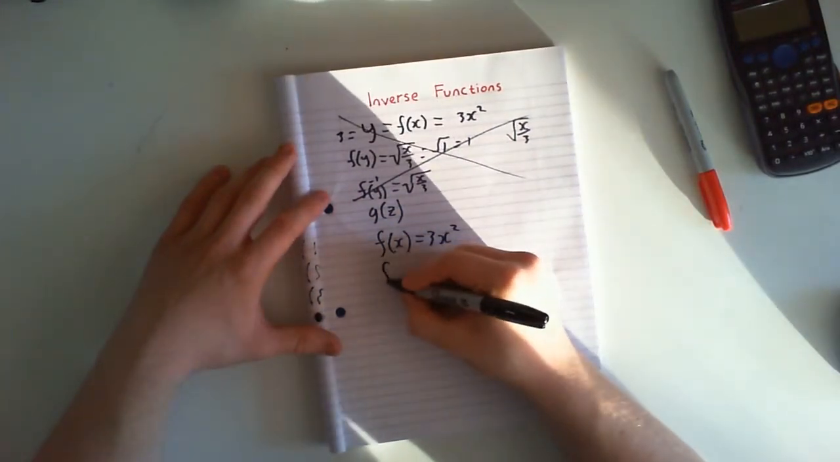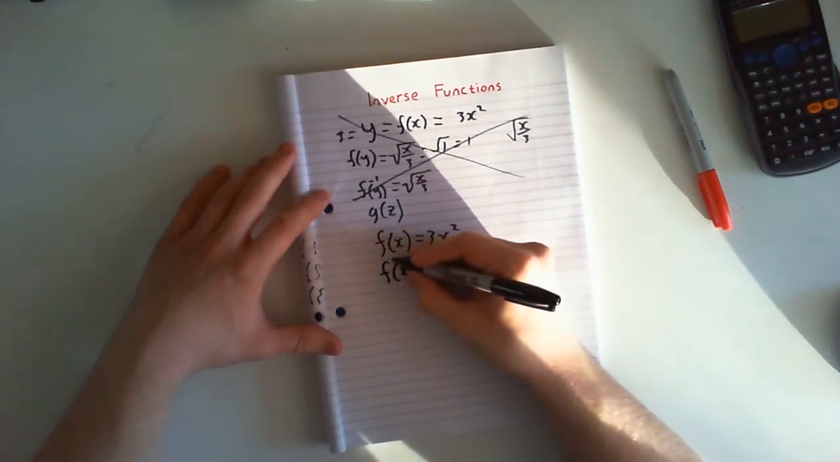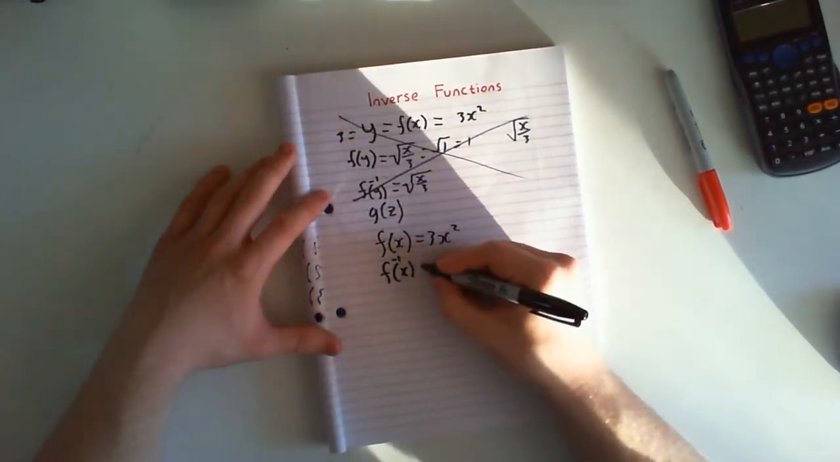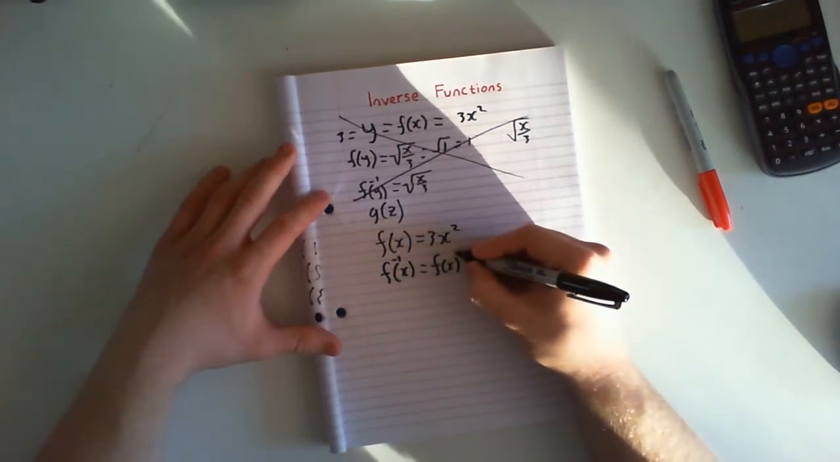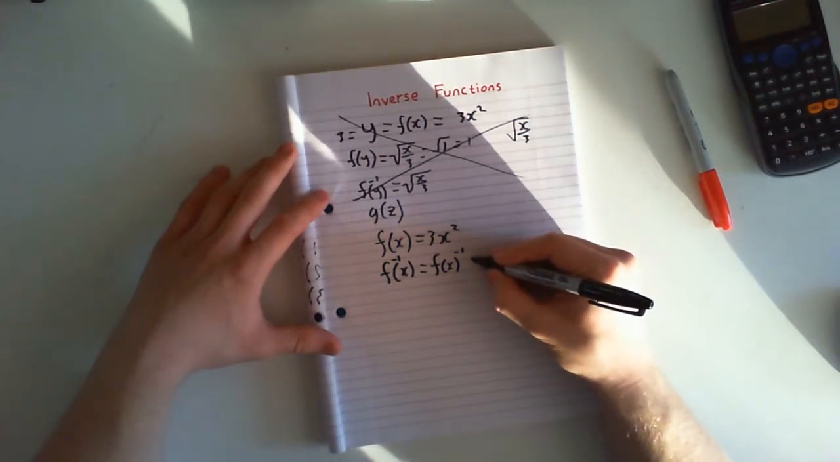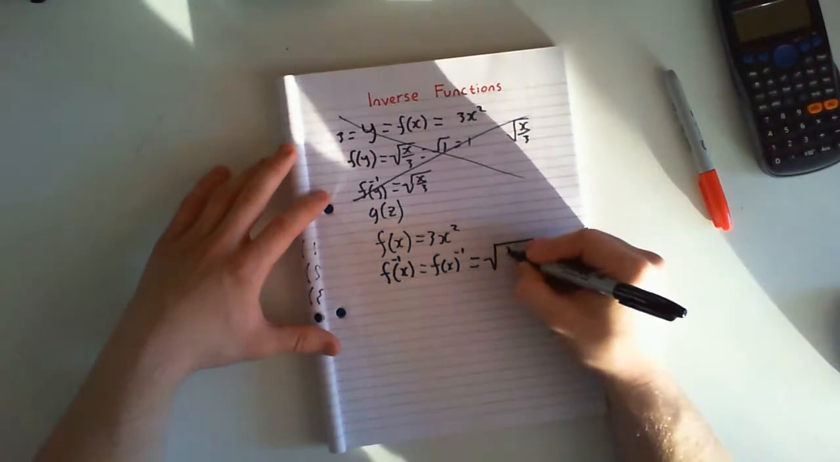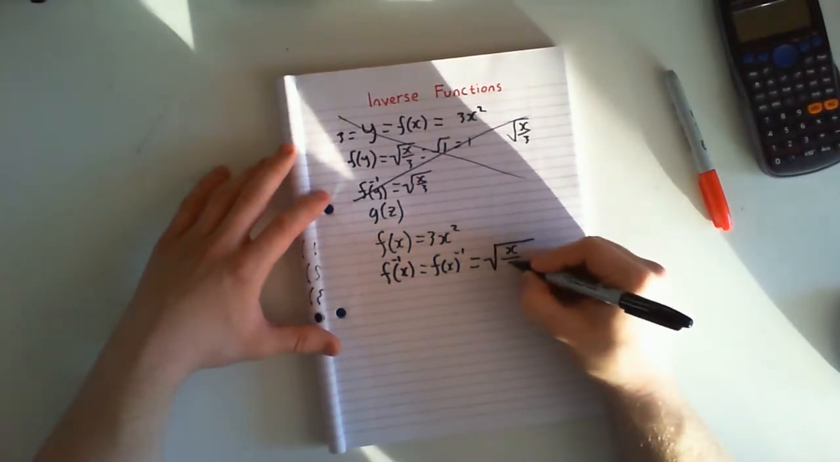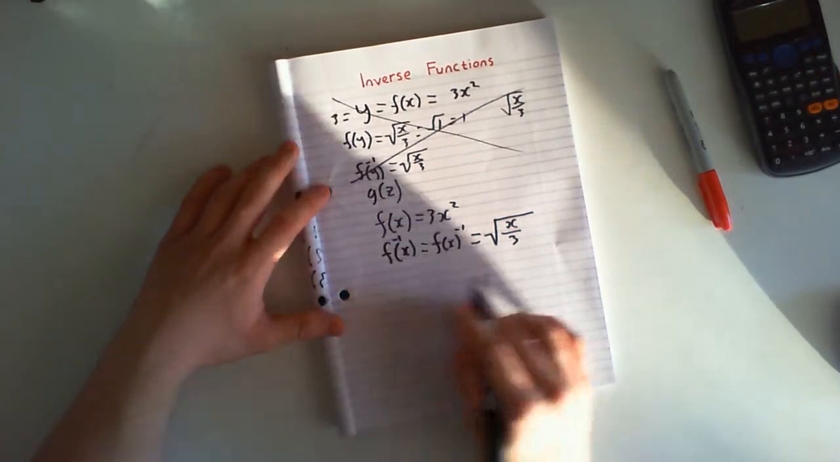And we're going to say that if we have f of x equals 3x squared, then we write the inverse as f to the minus 1, or sometimes people put the minus 1 there. It doesn't really matter where you put it too much, as long as you know what you're doing. And we will say this is equal to root x over 3. So that's how we write an inverse.